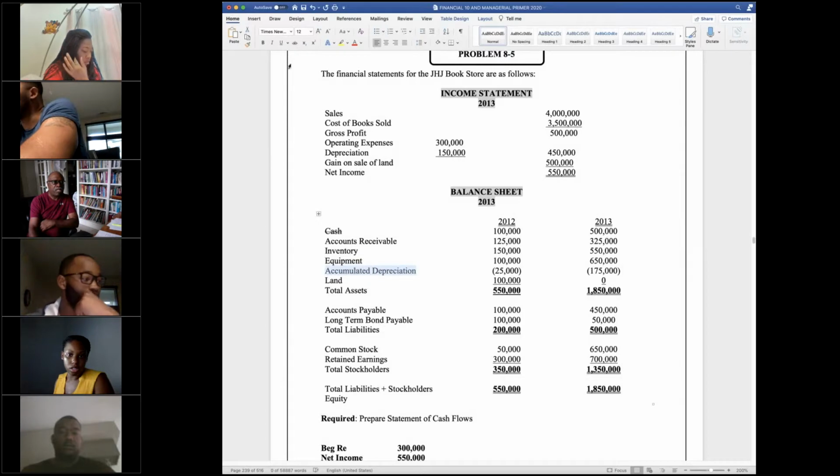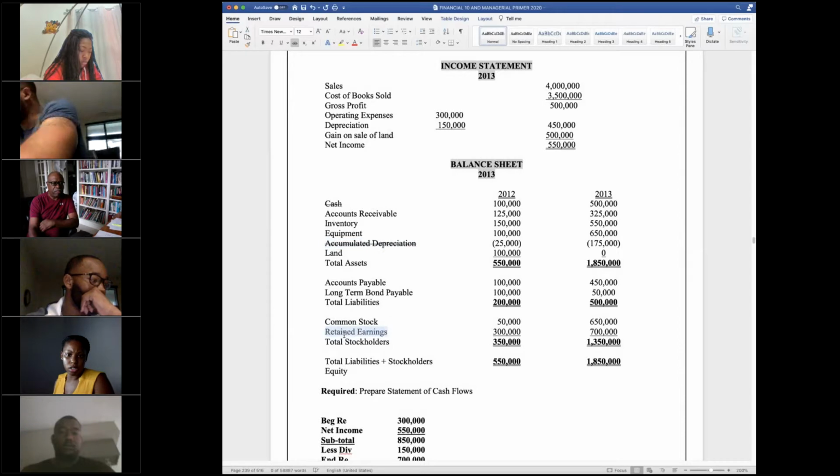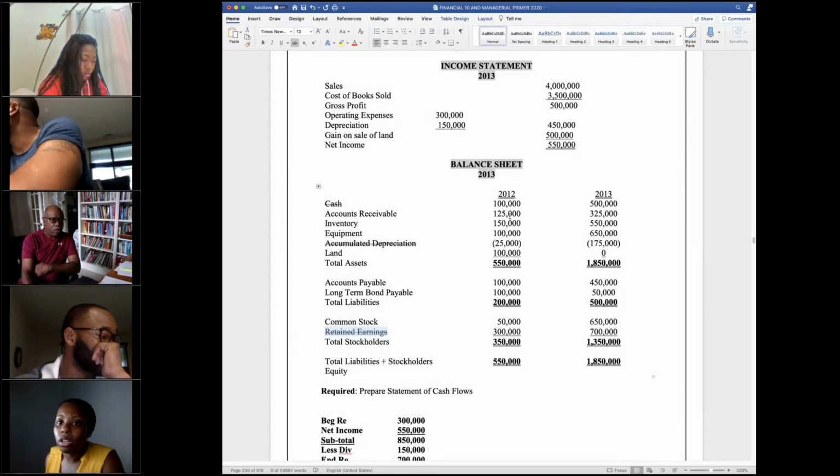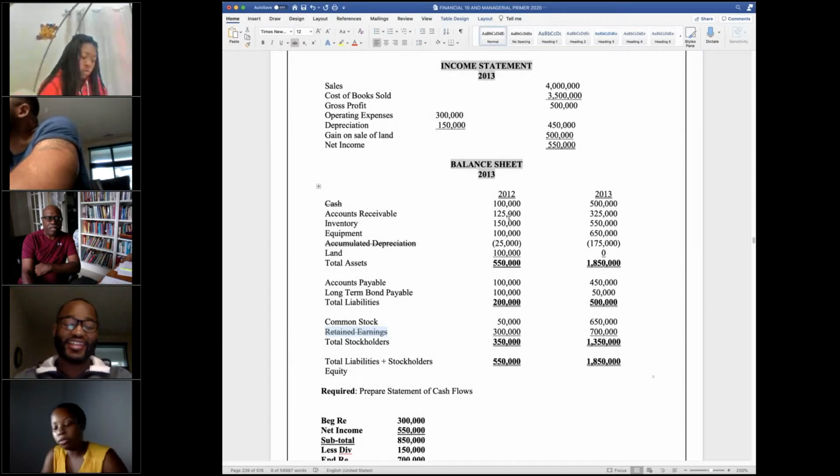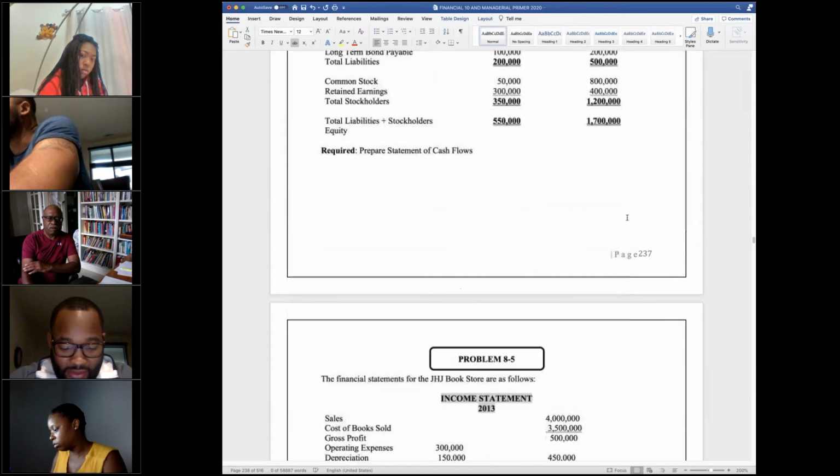Strike cash here. Strike accumulated depreciation here. And we can strike retained earnings. Okay. So those accounts are done. We need to start on accounts receivable. And what did accounts receivable do? It was 125, it's now 325. It increased by 200,000. So when the asset increases, it's a use of cash because you have to utilize cash to get it in general.